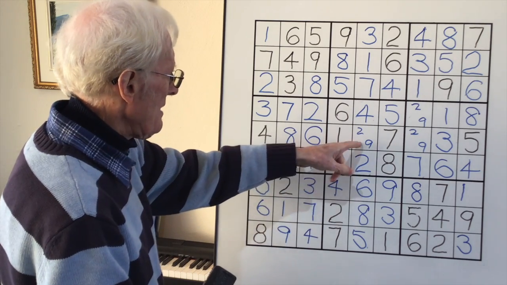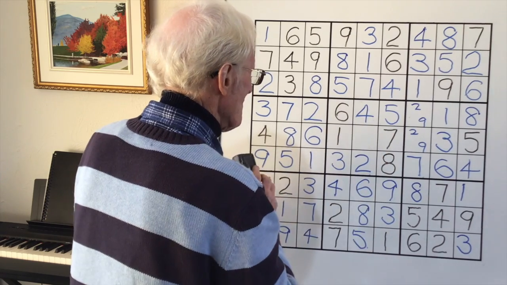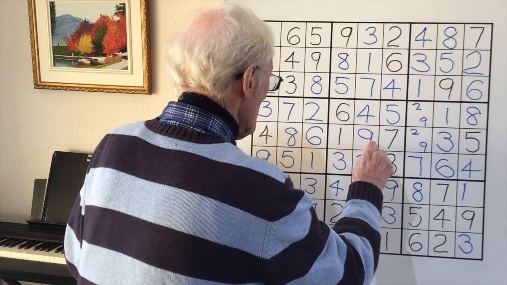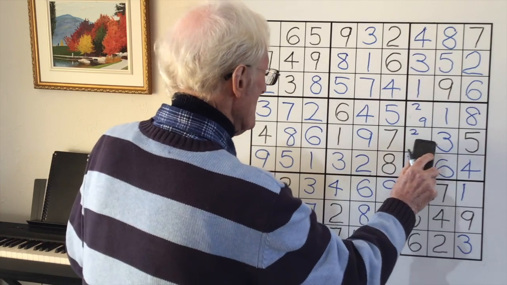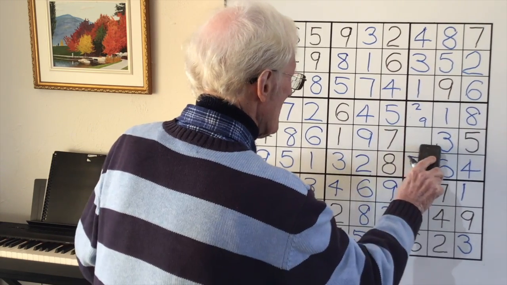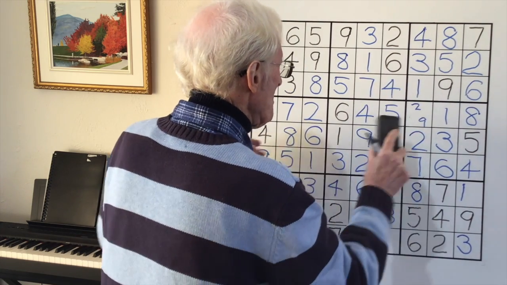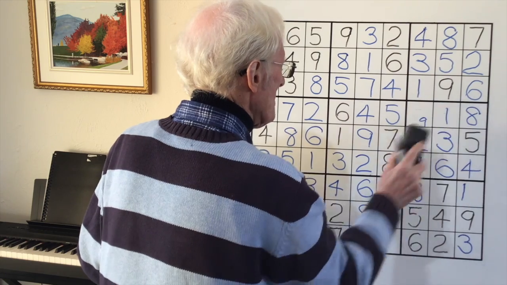There's a 2 there, so that makes that a 9, doesn't it? Okay, make this a 9. And make this a 2. This goes, this 9 goes, so that becomes a 2. And therefore this becomes a 9, that 2 goes, and this becomes a 9.